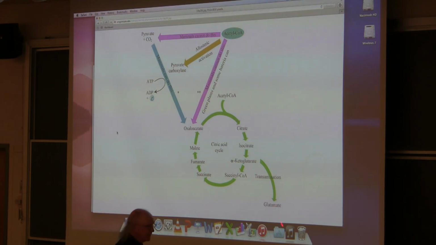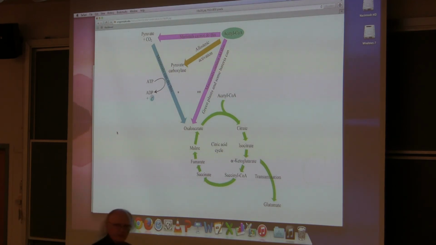So if the cell is needing to make glutamate, it can start sucking off this alpha-ketoglutarate and do just that. If the cell has too much glutamate, it can feed it back and reverse that reaction so that it starts making alpha-ketoglutarate, which ends up getting oxidized inside of this cycle. So this pathway is a good exchanger. Okay? It's a good exchanger.